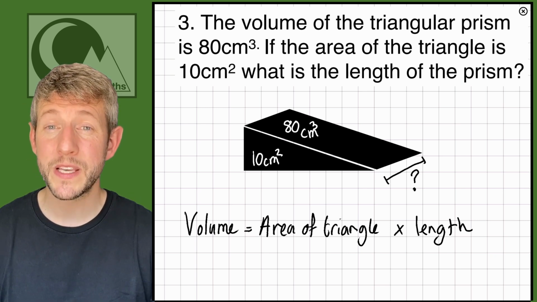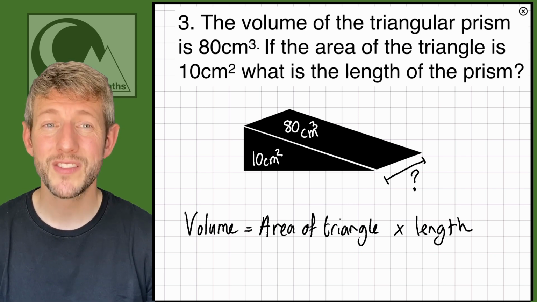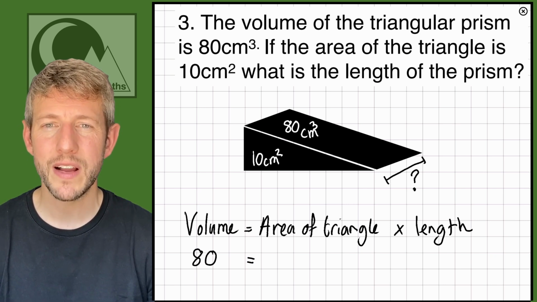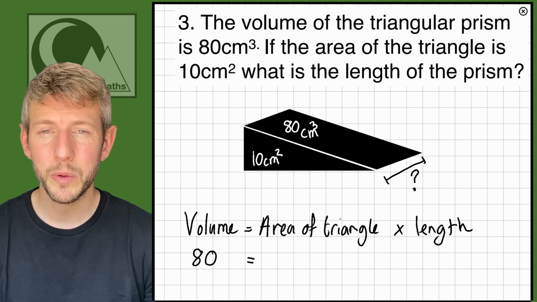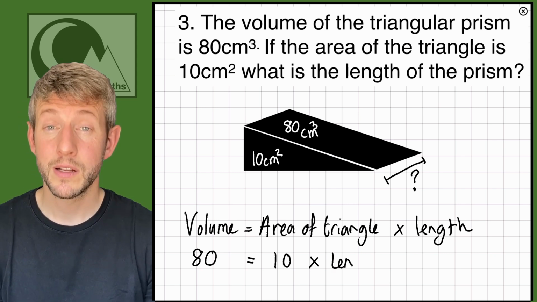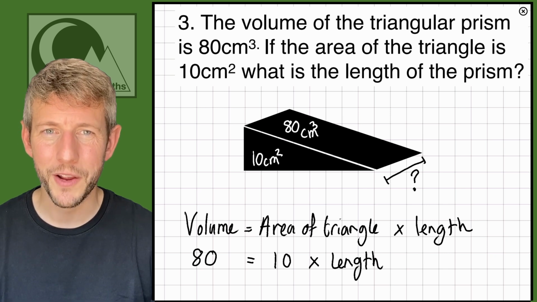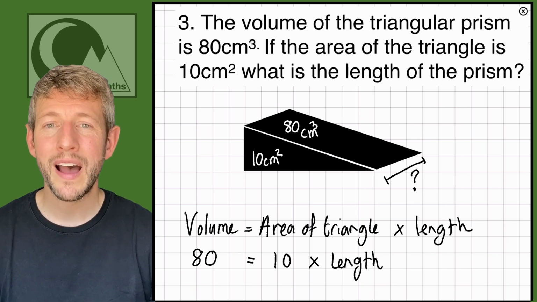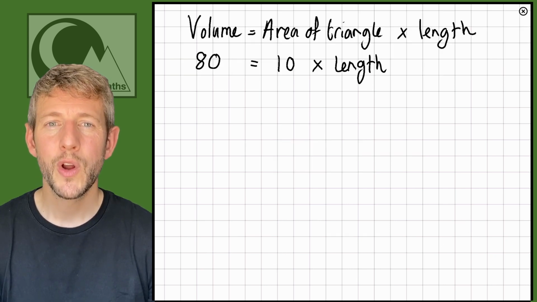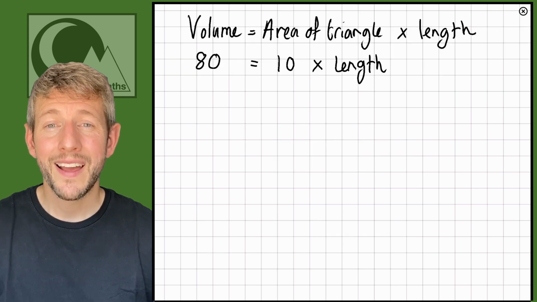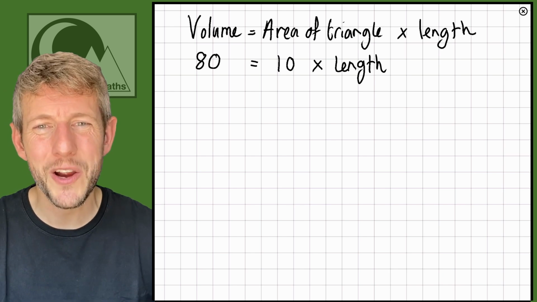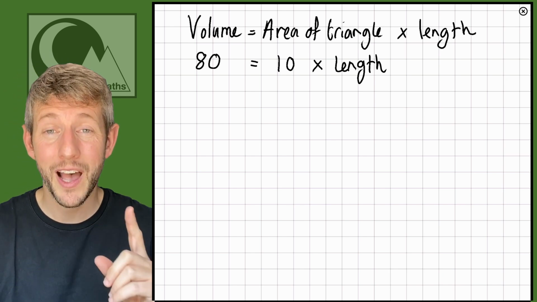Now let's put these bits of information in. Right, so we have got the volume, which we know is 80, so I'm going to write down 80, equals the area, which we know is 10, times the length, which we don't know. So here we go, we've got 80 equals 10 times length. Right, now, you might be able to spot the answer already, because you might be thinking to yourself, hang on a second, I know what times 10 equals 80.